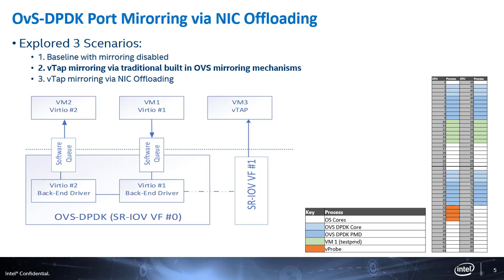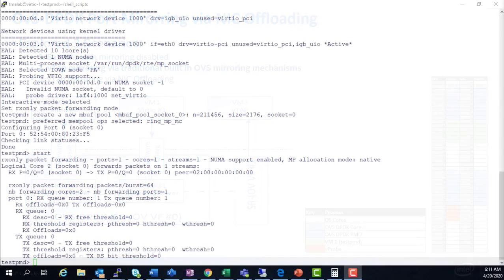The second case we explore is VTAP mirroring via traditional built-in OVS mirroring mechanisms. For the next test case, we show the throughput on our VNF as before, timothy.d, in the case where mirroring is enabled using the traditional OVS mechanisms. As before, we start traffic using our traffic generator, in this case package.n.